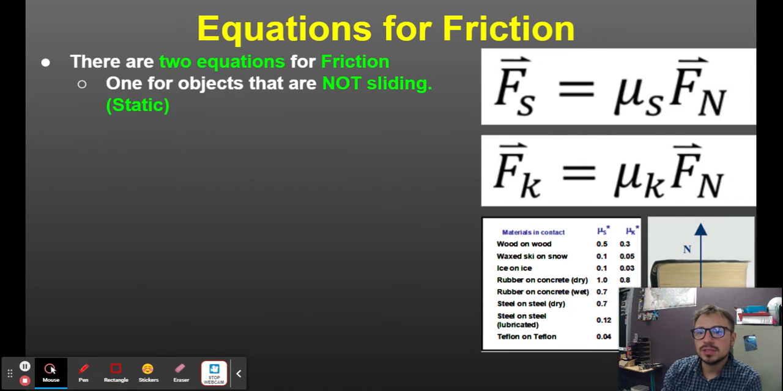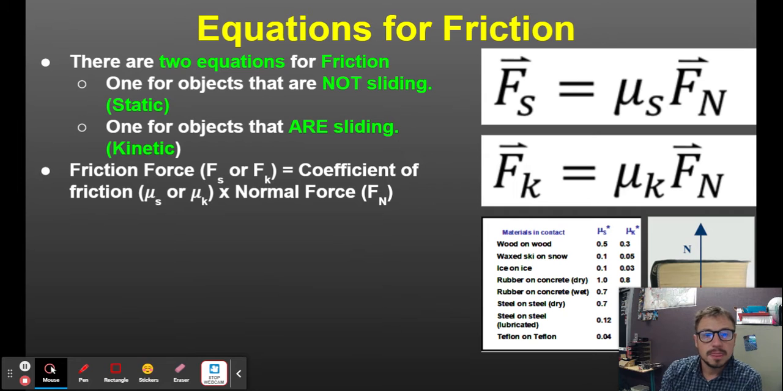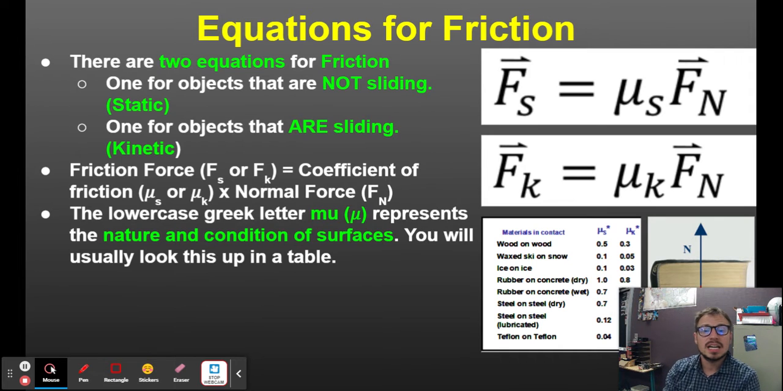All right, so there are two equations for friction, one for objects that are not sliding, which is static, and one for objects that are sliding, which is kinetic. Remember that the arrow above some of those forces means that it's a vector quantity. For the subscripts, the N represents the normal force, and the S means static friction. That μ is the Greek letter mu, and that is the coefficient of static friction. That represents the nature and condition of those surfaces.